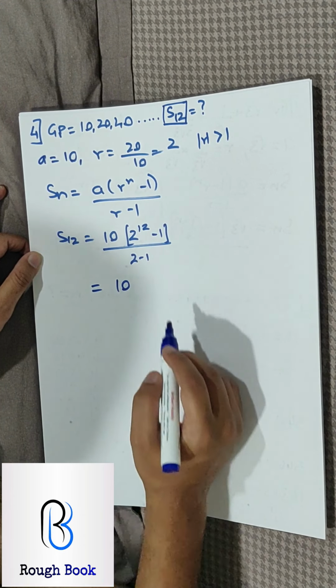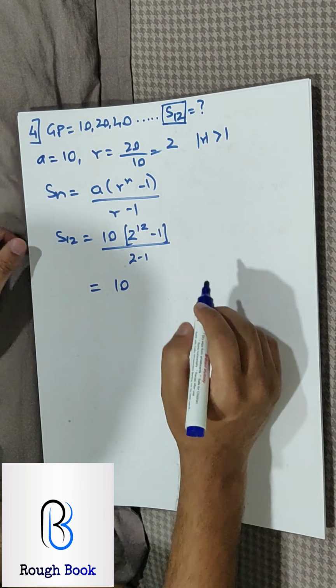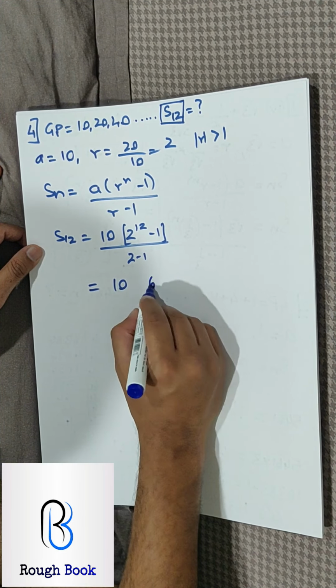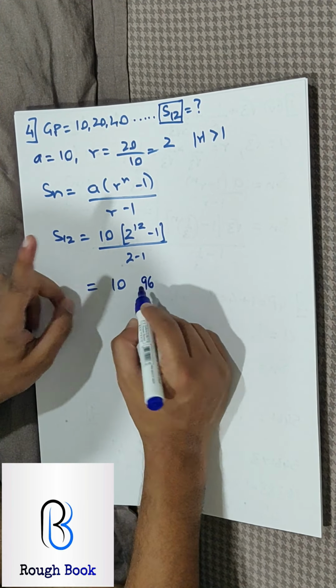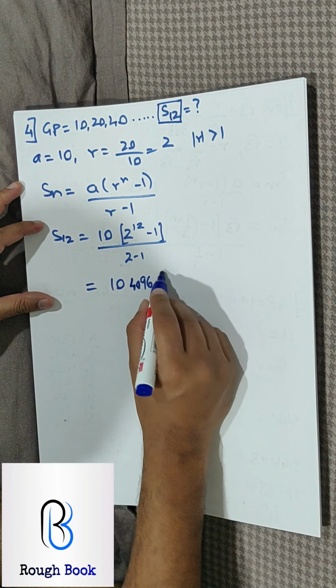So 10 times 2 raised to 12. So 2 to the 4, to the 8, to the 16, to the 32, to the 64. So that will be 64 square. 64, so 4 4s are 16, 4 6s are 24, double 48, 49. And 36 plus 4, 40. So it's going to be 4096 minus 1.